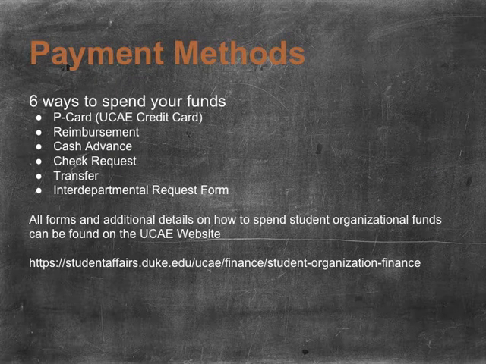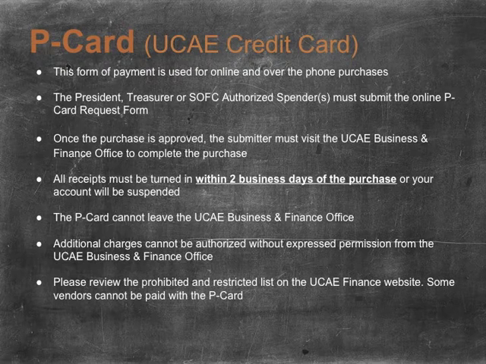UCAE offers 6 different ways for student organizations to spend their money, and each comes with its own form. All forms and additional details on how to spend student organizational funds can be found under the Finance tab of the UCAE website. One of the most common methods of purchasing is using a P-card, which is a UCAE credit card. P-cards are used for online and over-the-phone purchases, such as ordering food from a restaurant and Amazon orders.